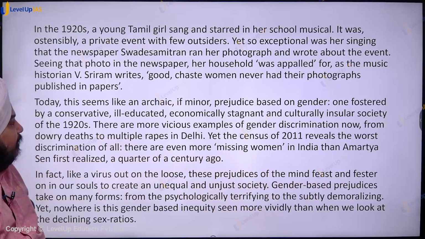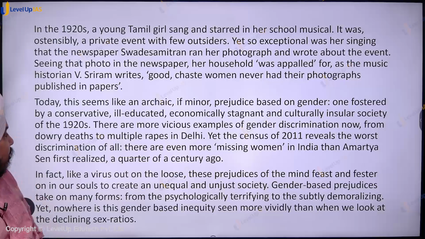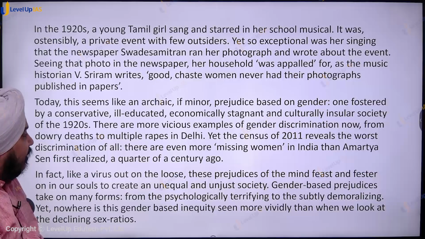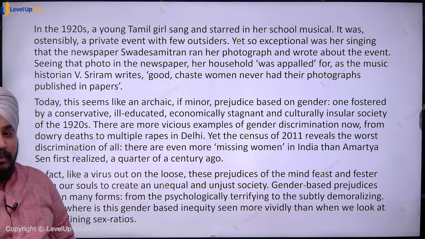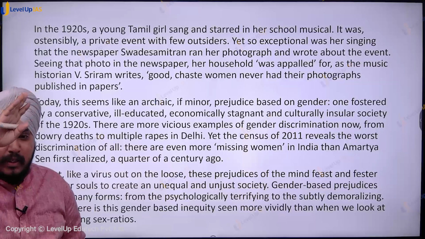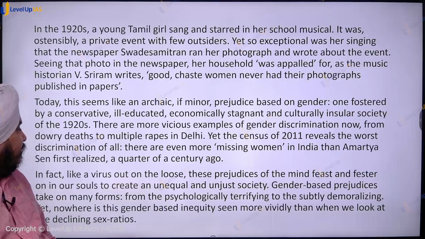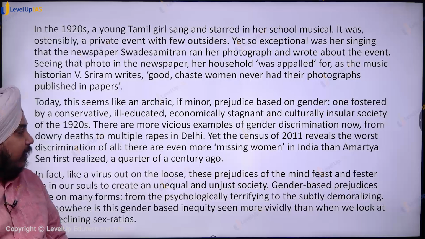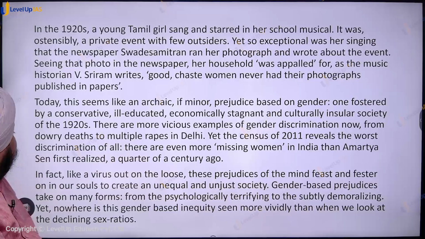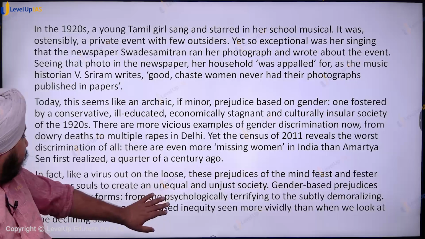Today this seems like an archaic prejudice based on gender, one fostered by the conservative, ill-educated, economically stagnant, and culturally insular society of the 1920s. There are more vicious examples of gender discrimination now, from dowry deaths to multiple rapes in Delhi. So, connecting the past, this past may seem so backward, but what are we doing now? That is the intro. Yet the census of 2011 reveals the worst discrimination of all, that there are even more missing women in India than Amartya Sen first realized a quarter of a century ago.